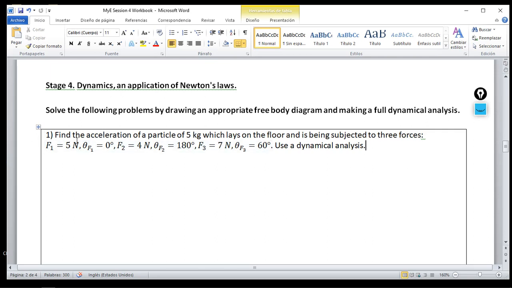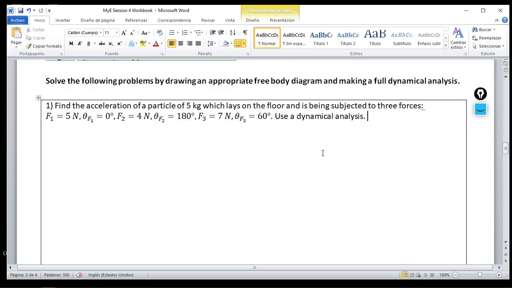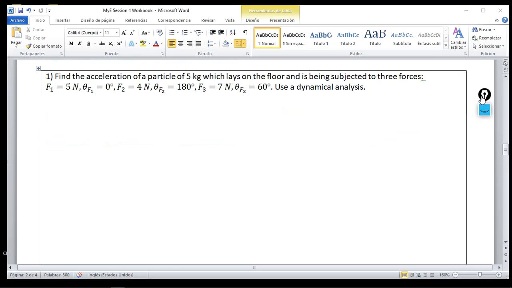The problem says find the acceleration of a particle of 5 kilograms which lays on the floor and is being subjected to three forces, and I'm giving you all the forces with all their magnitudes and their angles. And it says use a dynamical analysis. So let's do this problem.